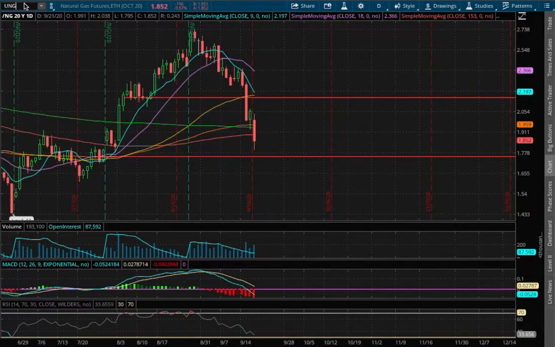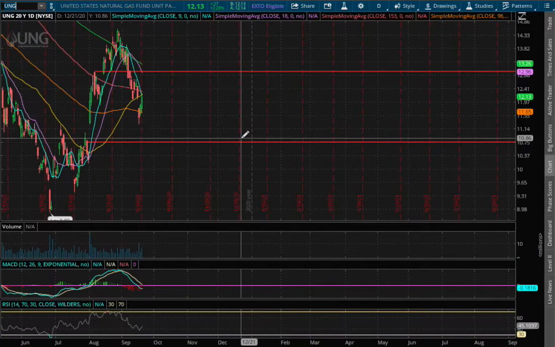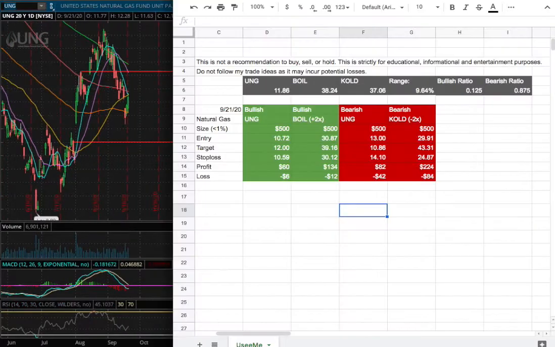So for the trade idea of the week, I'll be trading UNG, and my long entry will be $10.72, which is this range right there, and that would be filling in the gap we had between July 31st and August 3rd. So that will be my long entry, and my sell target will be $12 and my stop loss will be $10.59.